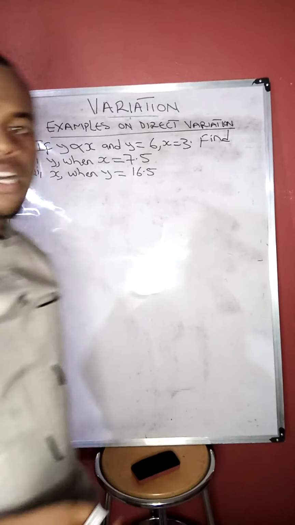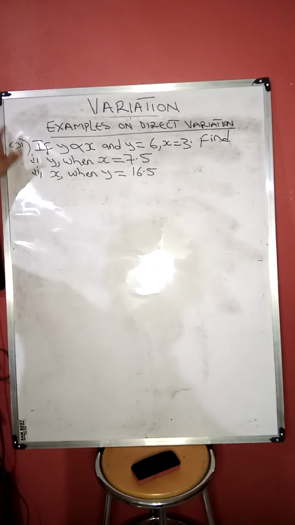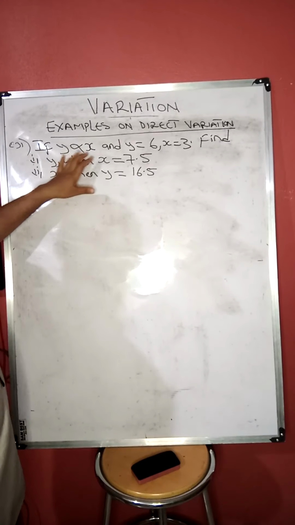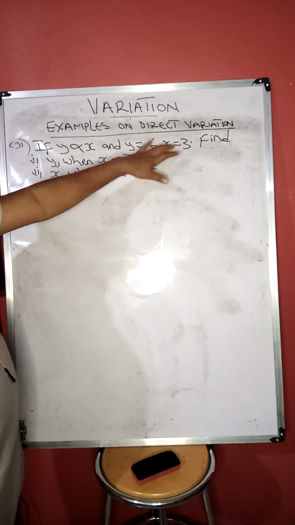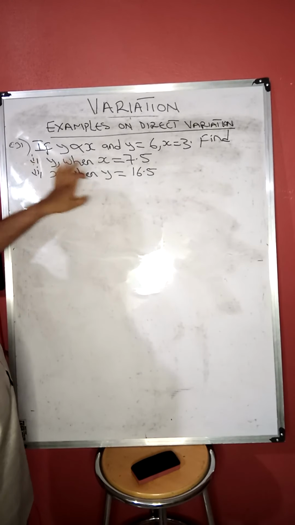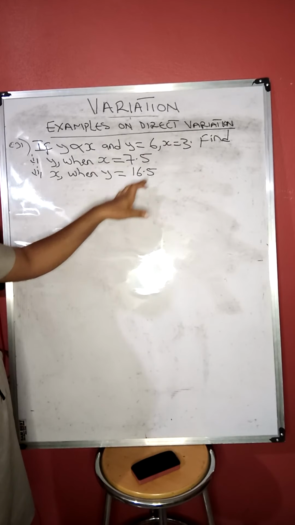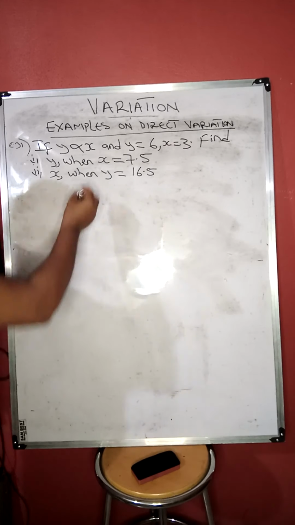Alright, now we'll take some examples on direct variation. Our example 1 is on the board. It says, if y varies directly as x and y equal to 6 when x is 3, find, question 1, find y when x is 7.5. Question 2, find x when y equal to 16.5. Alright, let's solve. Solution.